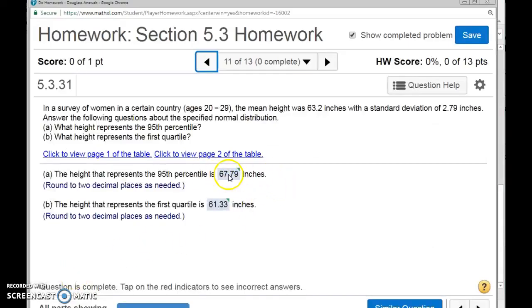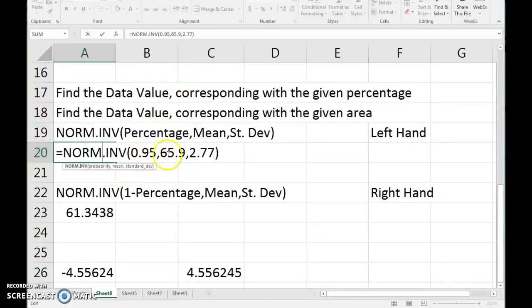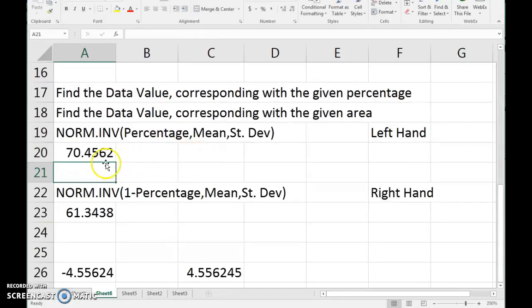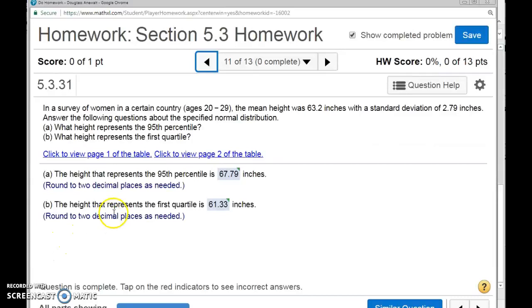And in Excel, my answer was different from this because I didn't use this mean and that standard deviation. I had used a different one, and you'll have a different one for your problems. So enter in what they are for a specific problem, and you'll get the data value that corresponds to your specific problem. Now, for first quartile, a quarter is a fourth, 25%. So the first quartile is 0.25.